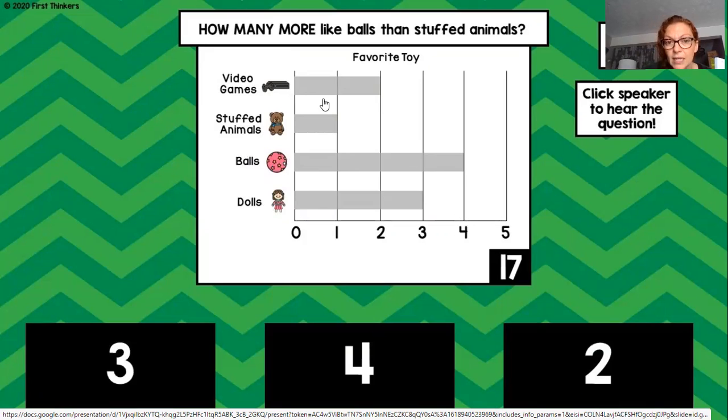So now let's look at stuffed animals. How many people like stuffed animals? 1. So we have 2 different numbers. We have 4 for balls and 1 for stuffed animals.